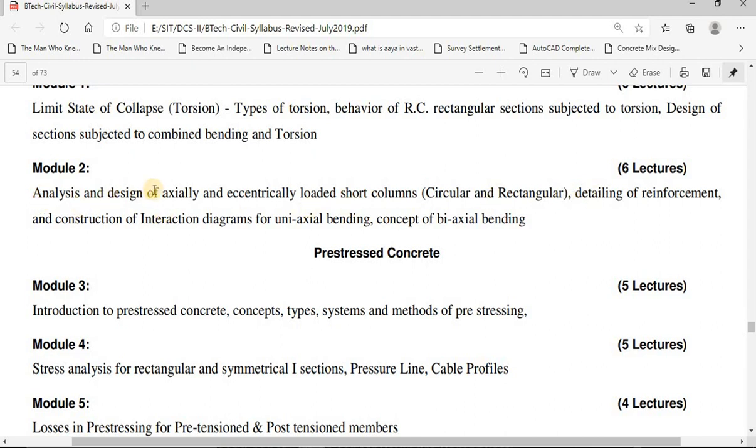Further, after analysis and design, detailing of reinforcement for a column we are going to study, and construction of interaction diagram for uniaxial bending and concept of biaxial bending. Actually, whenever the column is eccentrically loaded, there will be some moment which is getting induced, or sometimes what is going to happen is when the column is loaded, from the other side there is some moment which is getting induced on the column. So in that case the design method of column changes.